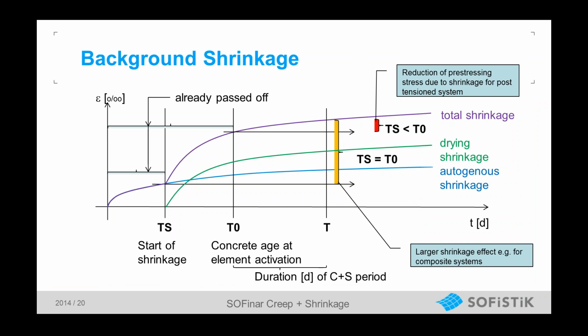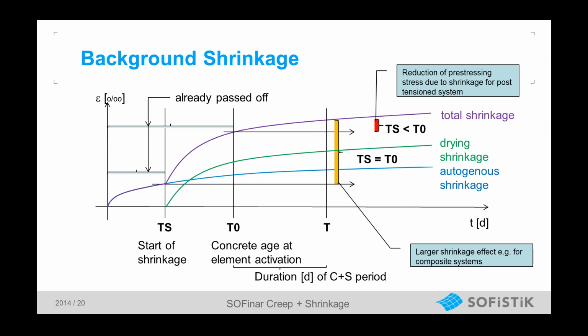Okay, I want to stop now with the creep. I want to talk a little bit about shrinkage. What you see here in the next slide looks very complex, but I'll try to explain it as easily as possible. Basically, what you have to know is that the shrinkage effects can be split up into two types of shrinkage, the so-called autogenous shrinkage and the drying shrinkage.